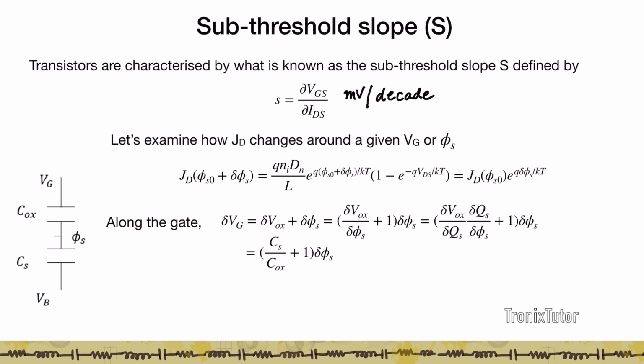And if I recollect the terms, if I want to express it in terms of the capacitances, basically my delta V_G can be written as (C_S/C_ox plus 1) times delta phi_s. So if I now want to write how the current density changes as a function of a small change in the voltage, it is essentially given by the current density at that V_G voltage exponentially changed by this delta V_G divided by (1 plus C_S/C_ox), because this is the effective change in the surface potential, and it is that change in the surface potential that changes the minority carrier density in the transistor.